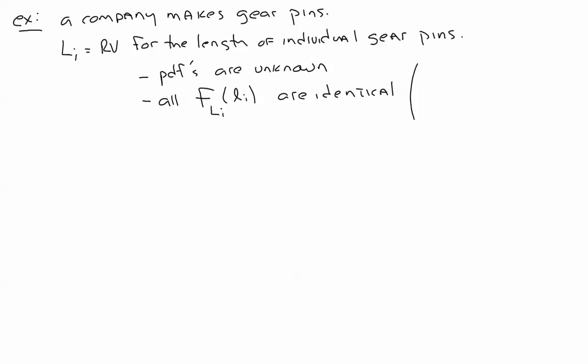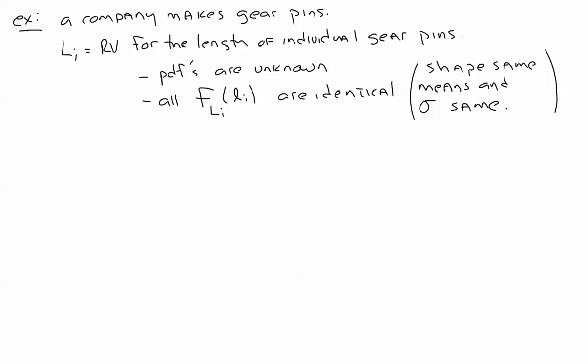By that I mean shape the same, whatever it may be. Means and standard deviations same. Okay? I don't know what the shape of the individual gear pin probability density functions are. I'm just going to assume that they're identical, meaning they have the same shape, the same means, and the same standard deviations. All right?